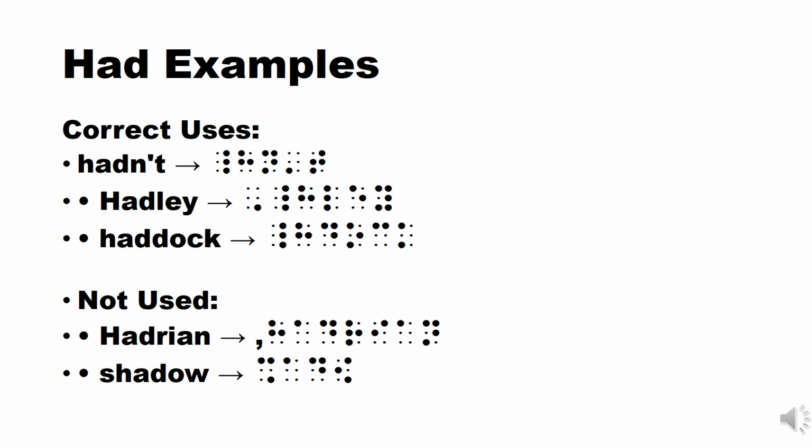But be careful, there are times when we do not use the had contraction. Hadrian must be spelled out in full. Shadow, here we use the SH contraction, not had. So remember, the had contraction is very useful, but it's also selective. It only shows up when it really fits the rules.